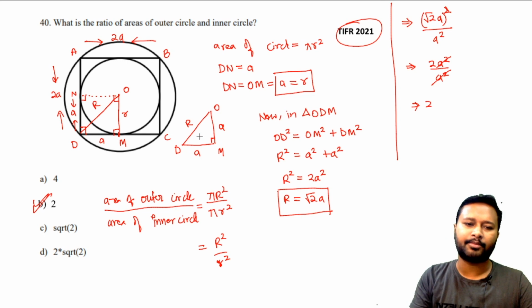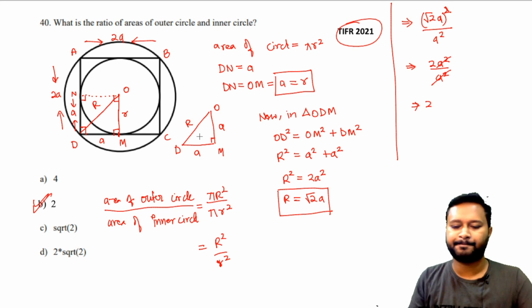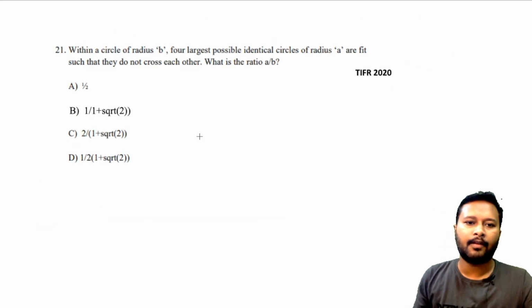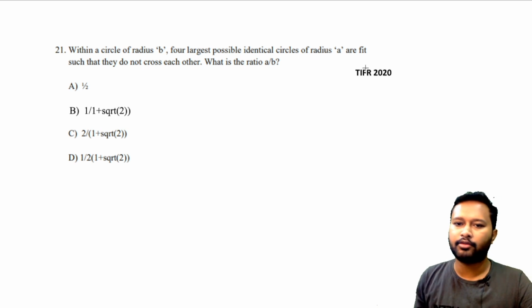Alright, so this was a very simple question. Let's take the next question then. Now this was asked in TIFR 2020. It says that in a circle of radius b, 4 largest possible identical circles of radius a are fit such that they do not cross each other. What is the ratio of a and b?